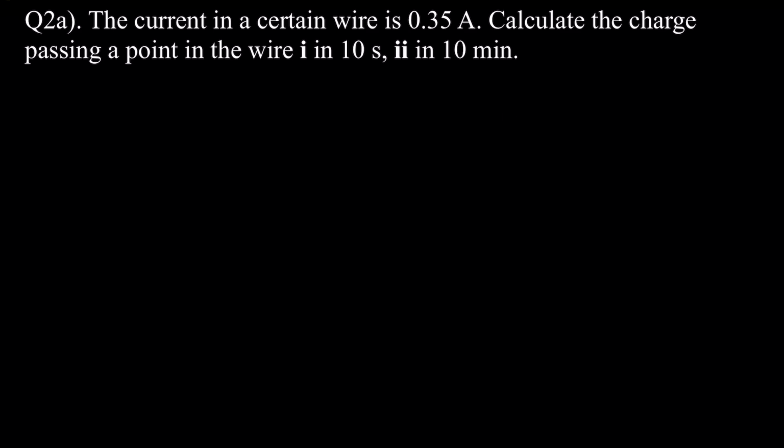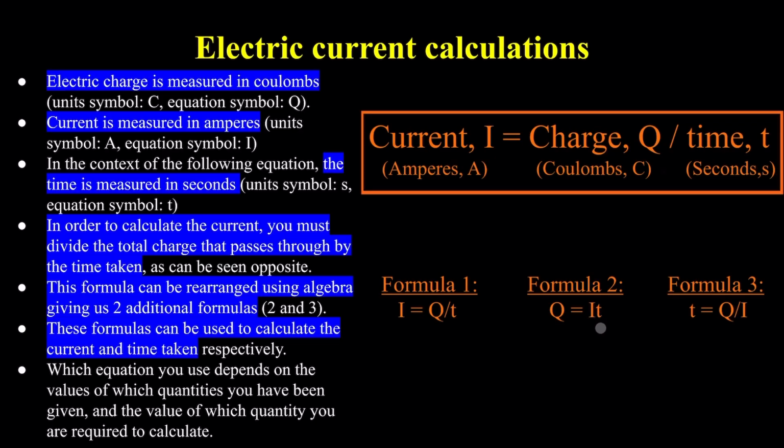So this time we've been given current and time. So let's determine which equation we need to use from the three we looked at before. So if we have current and time, it would be formula 2, because we're trying to find the charge and we've been given current and time. So that's why we use formula 2.